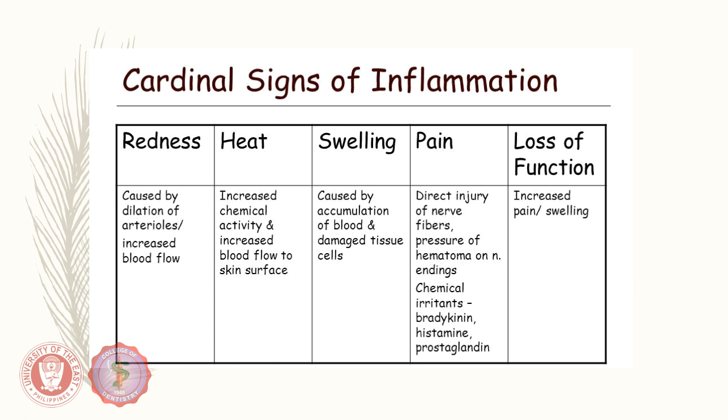In this slide, the 5th cardinal sign, introduced later by Virchow, is included. This is functio laesa or loss of function. When there is inflammation, one of the chemical mediators of inflammation, histamine, will be released. Histamine will cause the blood vessels, the arterioles, to dilate, leading to increased blood flow, the rubor. The increased blood flow also contributes to the calor. The calor is also secondary to other inflammatory mediators.